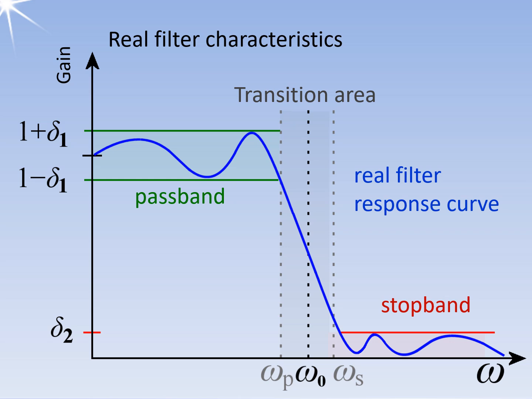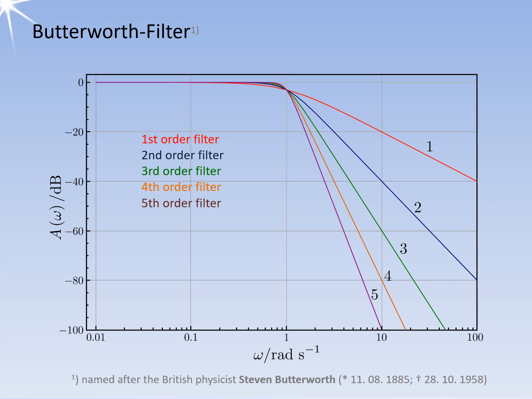They have no ideal frequency response, a continuous transition between pass band and stop band, and some ripple in pass band and stop band. The aim is for the filter characteristic in the transition range to be as steep as possible. The high-pass and low-pass filters mentioned so far are also called Butterworth filters.